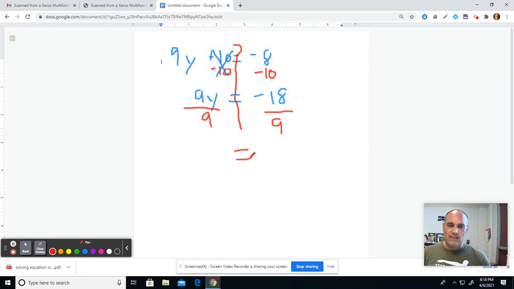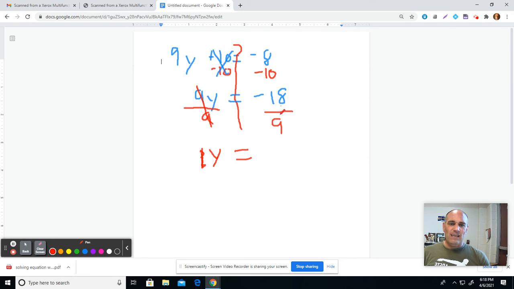So now let's just clean stuff up. 9 divided by 9 is 1. So I get 1y. All right. We could put the 1 there if we want, but we don't need to. It's just knowing that it's there. So we got y all by itself, because 9 divided by 9 is 1.